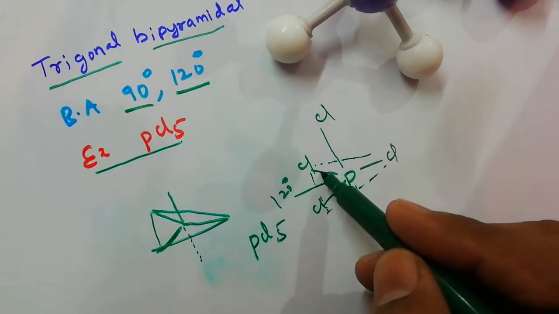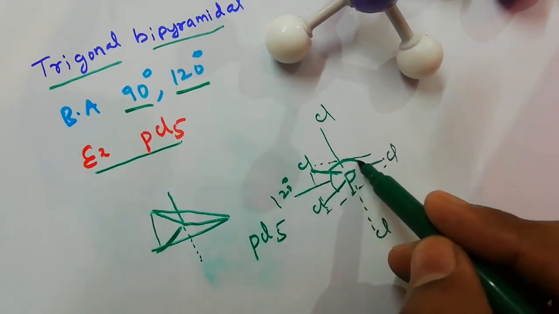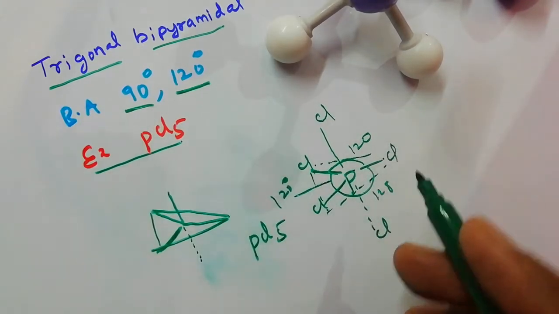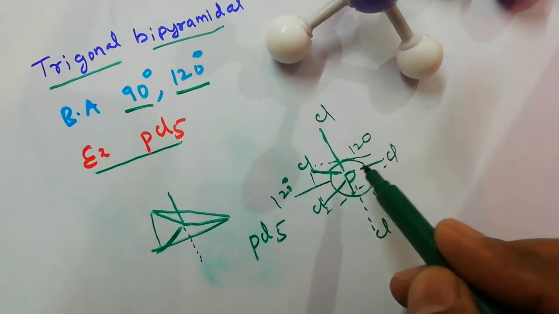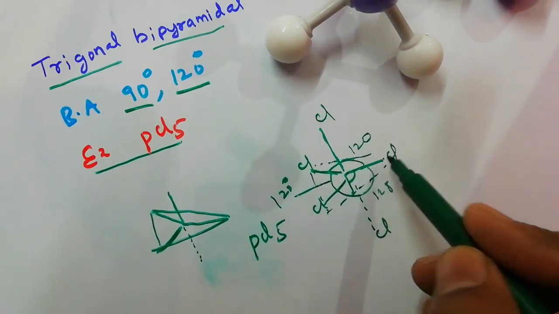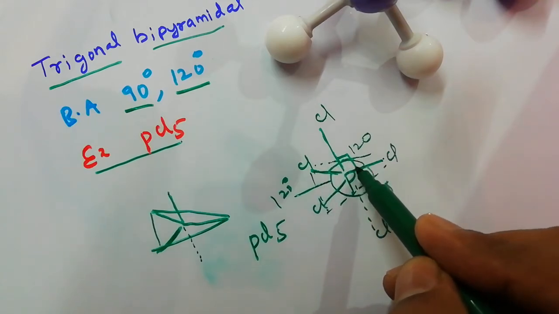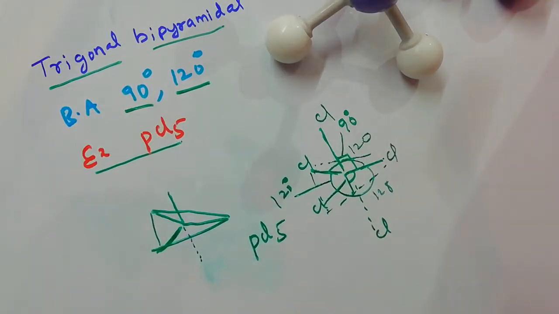Here also you can take the phosphorus-chlorine bond, that is 120 degrees. Similarly here also 120 degrees. But for the chlorine atom above the plane and the chlorine atom within the plane, for these two bonds the bond angle is 90 degrees. This is different, that you can see in the molecular structure very clearly.